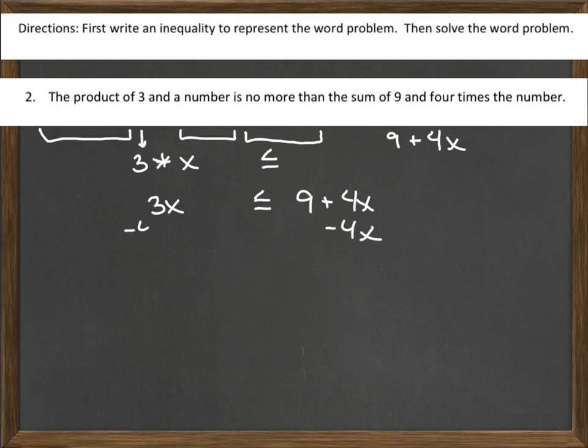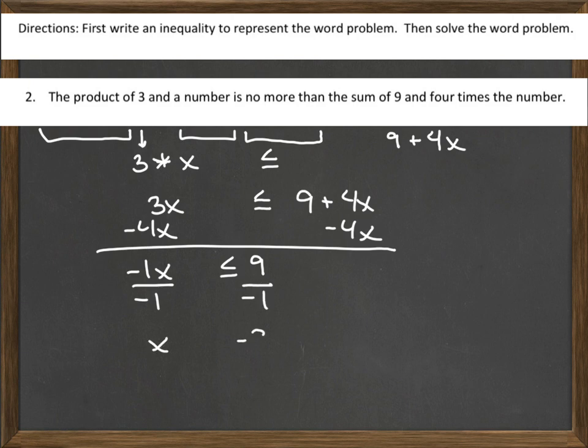So I'm going to subtract 4x from both sides. That gives me negative 1x is less than or equal to 9. Then I'm going to divide both sides by negative 1, noting that when I do that, I have to reverse my inequality sign. So my final answer is x is greater than or equal to negative 9.